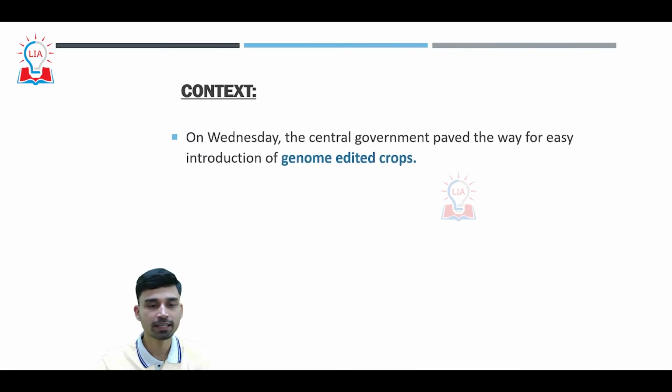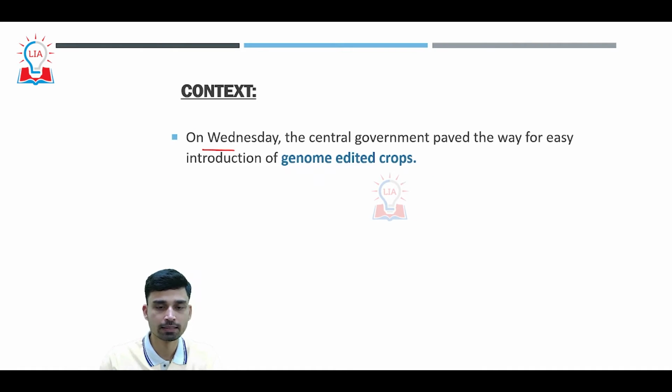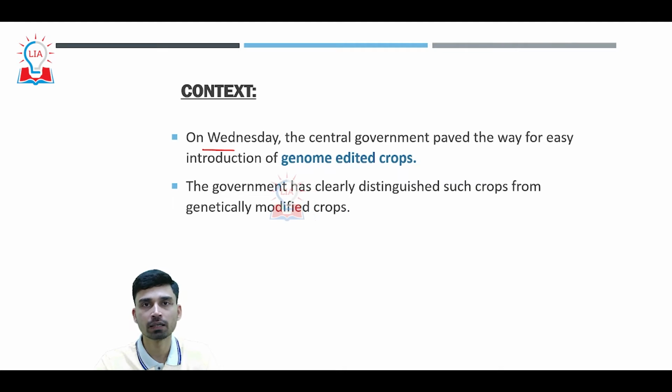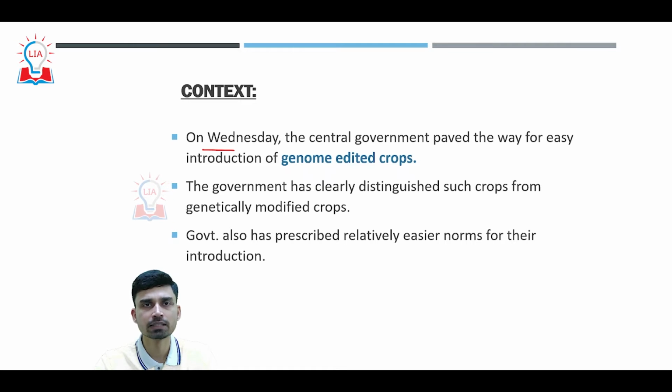First of all, the context in which we are discussing today's issue is that on Wednesday, that is 2 days ago, the central government paved the way for a much easier introduction of genome edited crops. This has come when a clear distinction has been made by the government and the expert committee between genetically modified crops and genetically edited crops. Since the government has clarified that genetically edited crops are different from genetically modified crops, it has put in place much easier norms for their introduction into the market and the food chain.